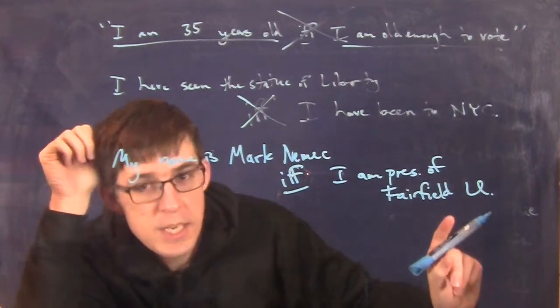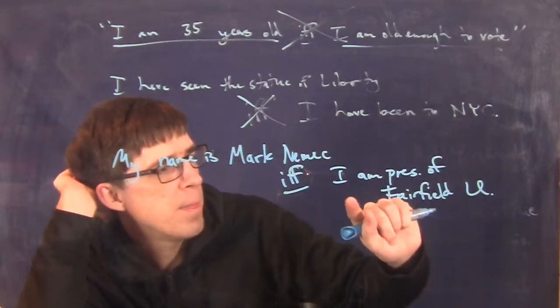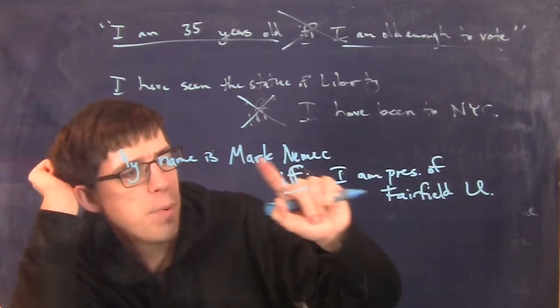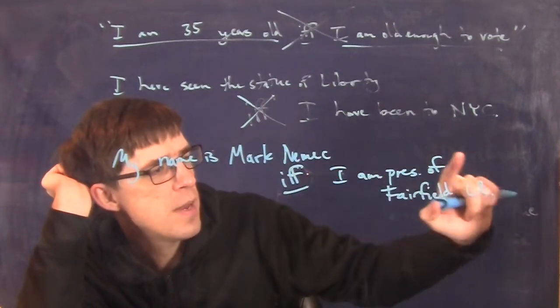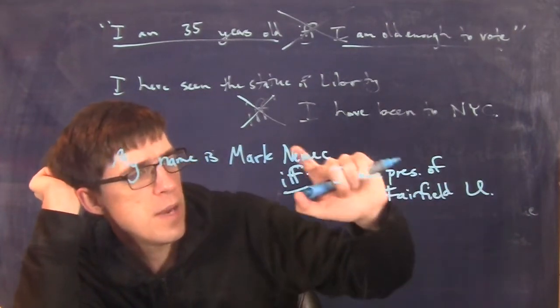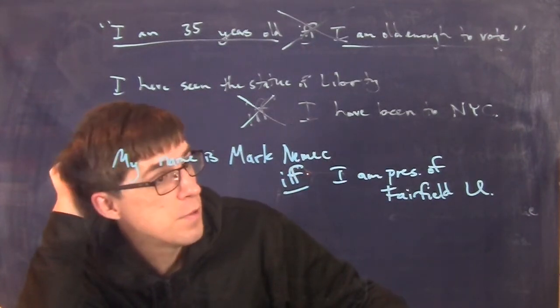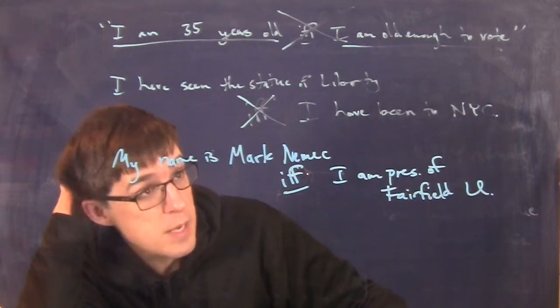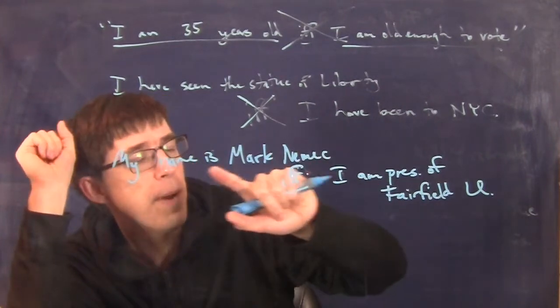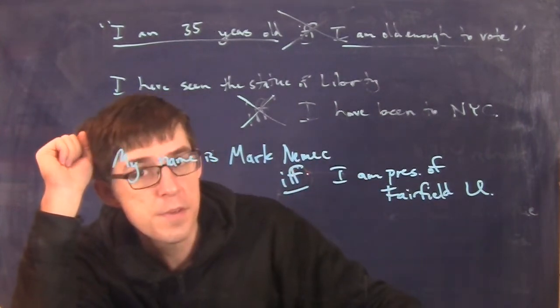This one actually kind of depends. Certainly, you have to think both directions of this. How about, is it true that if I am president of Fairfield University, then my name is Mark Nemec? That one is true because there's only one president of Fairfield University, and his name really is Mark Nemec. What about the other way? If my name is Mark Nemec, then I am president of Fairfield University.